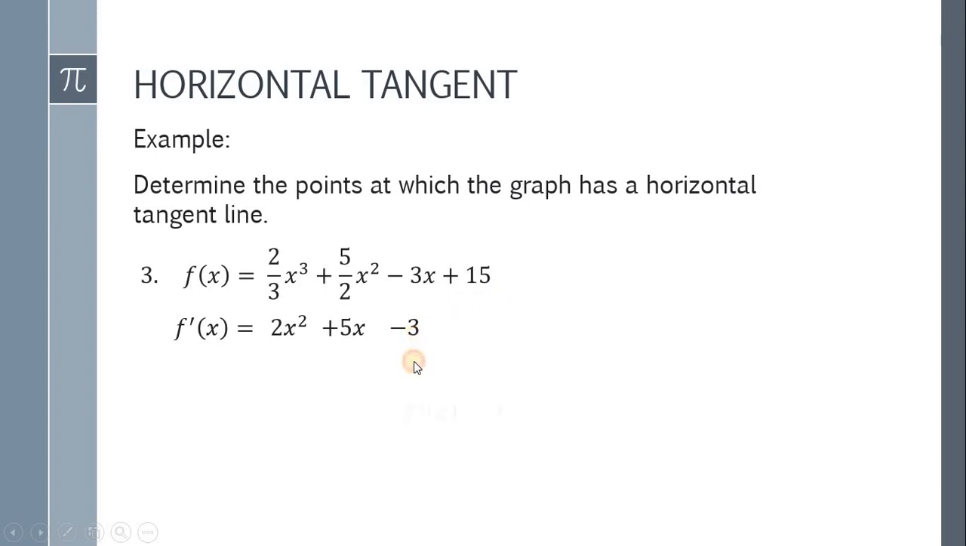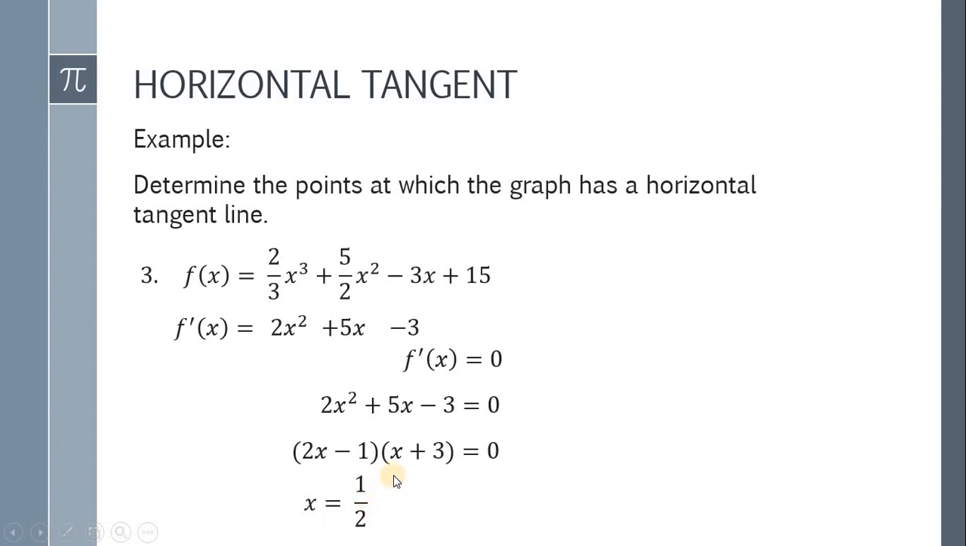Next, let f prime of x is equal to 0. It follows that 2x squared plus 5x minus 3 is also equal to 0. Now, solve for the value of x na lang to. So, gamit tayo ng factoring. So, we have 2x minus 1 multiplied by x plus 3 is equal to 0. Next, equate each factor into 0, then solve for the value of x. So, we have 2x minus 1 equal to 0, or simply x is equivalent to 1/2. Next, x plus 3 equal to 0, therefore x is equal to negative 3.